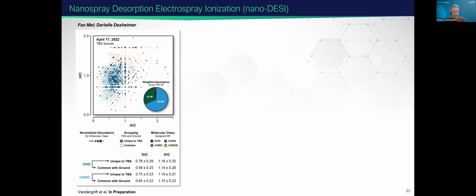So I wanted to just spend a little bit of time on this slide, just showing some examples of the data that we've gotten from interfacing nanospray desorption electrospray ionization with our high resolution mass spec. On the left is from a collaboration with Fan Mei and Dariel Dexheimer. This is showing the analysis of the aerosol molecular composition of an aloft sample collected with the STACK platform versus one collected at ground level. The things that are more transparent were common with the ground level, whereas the things that are colored, we uniquely detected in aloft. So again, facilitated by the sensitivity of NanoDESI, we can see some interesting, unique features.